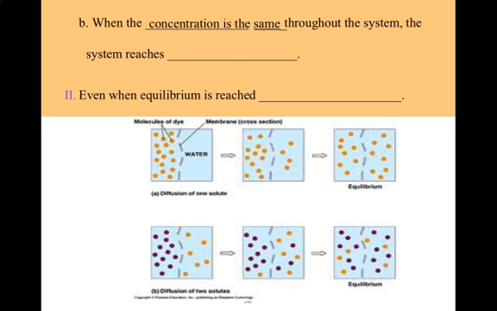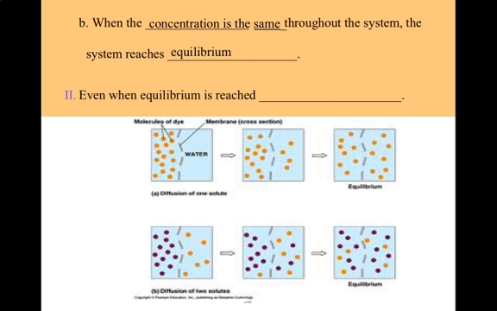When the concentration is the same throughout, the system reaches equilibrium. So as they've moved from high concentration to low concentration, they will spread out and keep spreading out until everybody is a nice even space from each other, and that's called equilibrium.